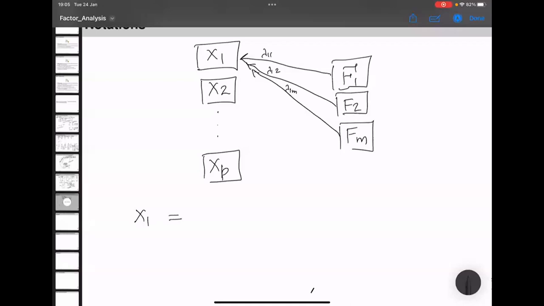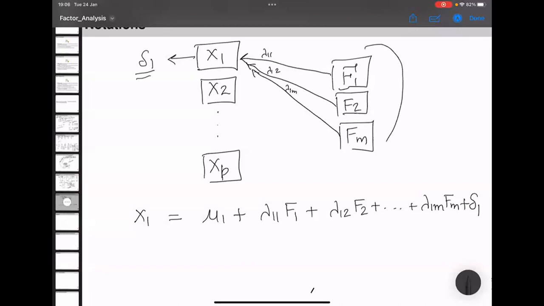Mathematically, I am trying to make a relationship between observable X1 and the unobservable factors. It can be written as mu1 plus factor loading on 1 due to factor 1, factor loading on 1 due to factor 2, and similarly factor loading on 1 due to factor m. But still there will be something which cannot be contributed by all these factors, so that will go into the error term, represented by delta 1. So this delta 1 part is something which cannot be explained by all these factors.